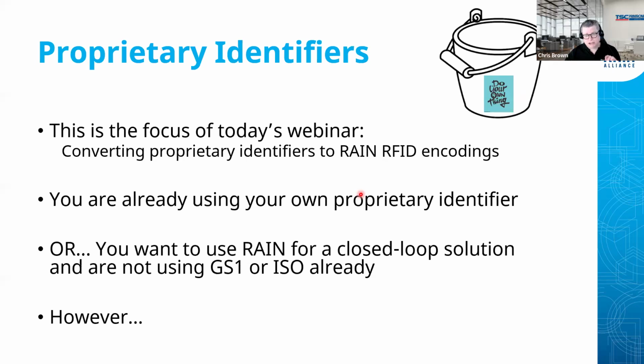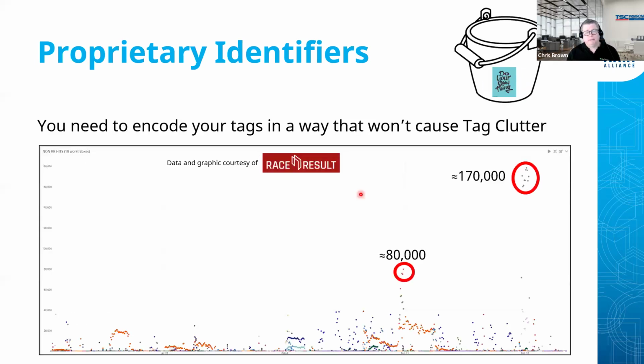However, before we start generating these proprietary number encodings, we need to remember the concept of tag clutter. So tag clutter, aka tag pollution, is really two problems. One we call acid rain. That is where tags from one application interfere with another application.